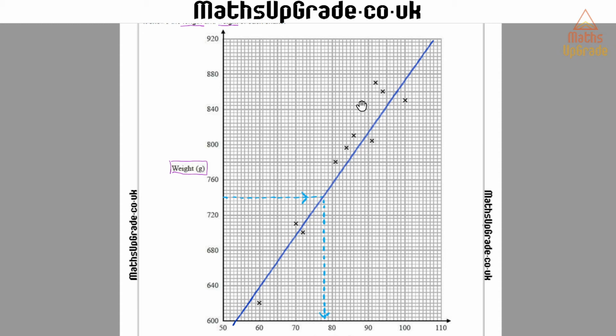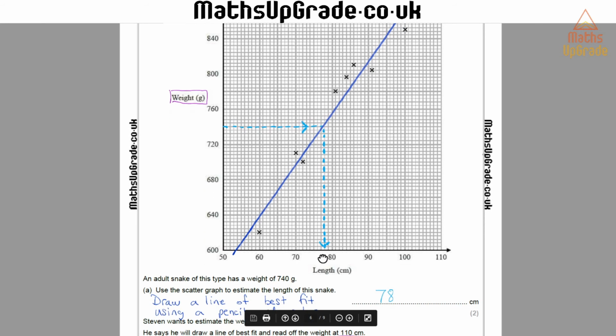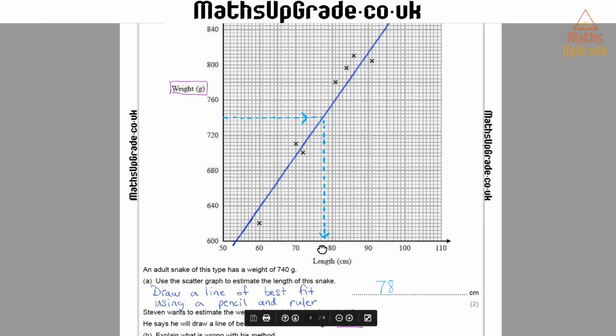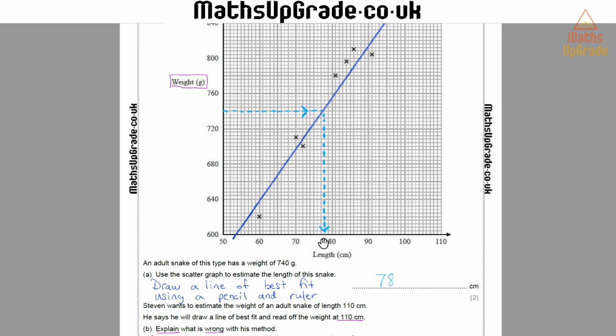Then you need to go from the weight of 740 grams, the weight is this axis here, straight across horizontally until you reach your line of best fit, then go straight down with your ruler and read off the value there. On mine it's around 78 centimeters. Yours may be slightly different. The next part of the question, for 1 more mark, Stephen wants to estimate the weight of an adult snake of length 110 centimeters. He says he's going to draw a line of best fit and read off the weight at 110 centimeters. Explain what's wrong with his method.